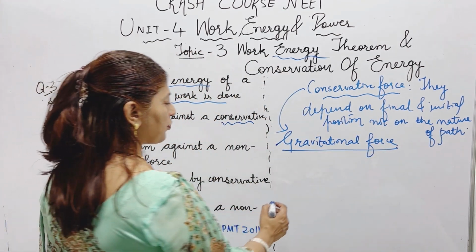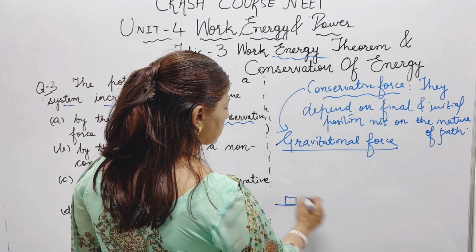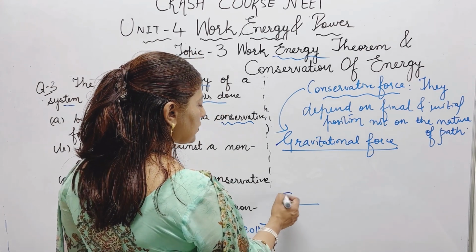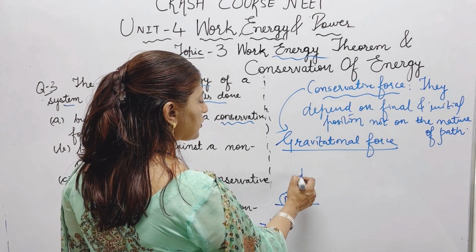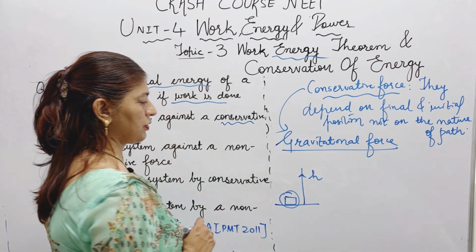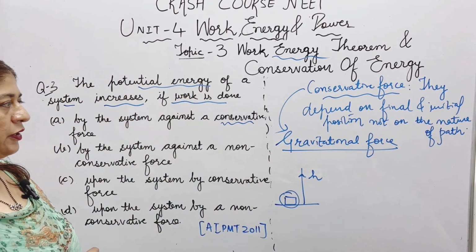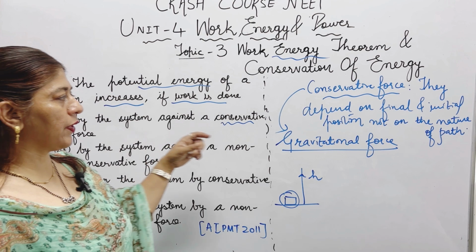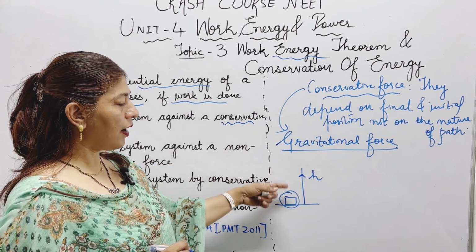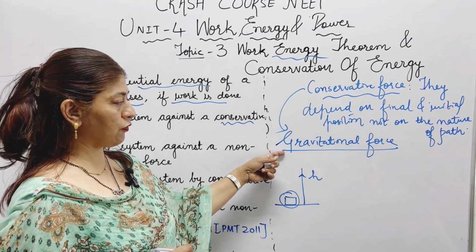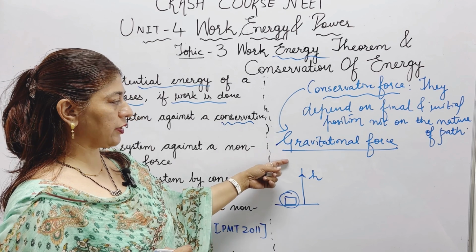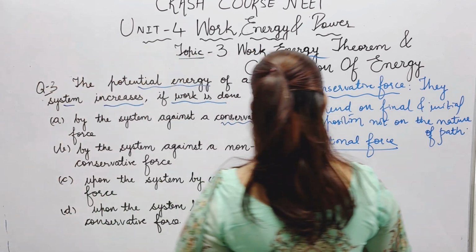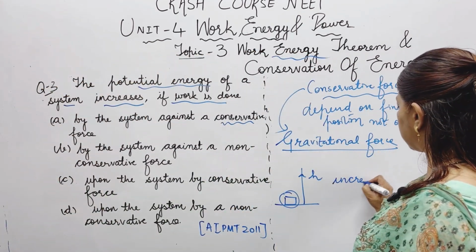Now, if suppose a body is lying on the surface of Earth and this body is being taken from this to a height, say h, against gravity. So we are doing the work basically against the gravitational force. And when we do it, there is increase in the potential energy.